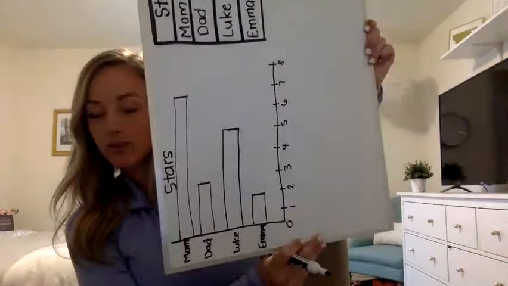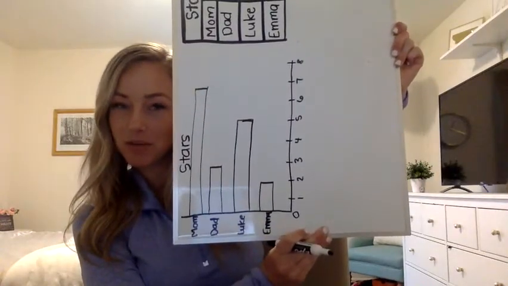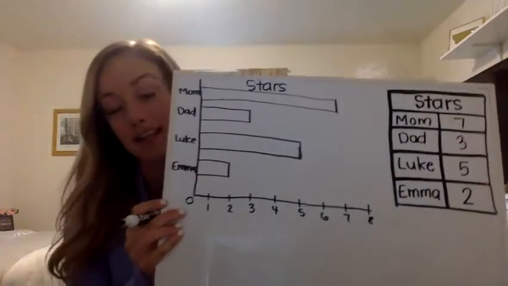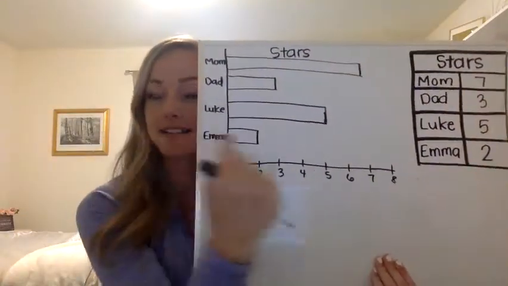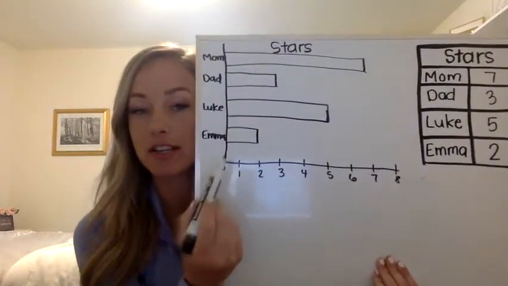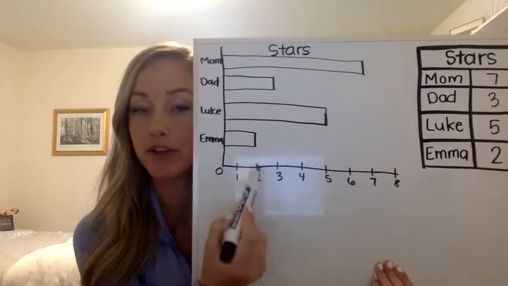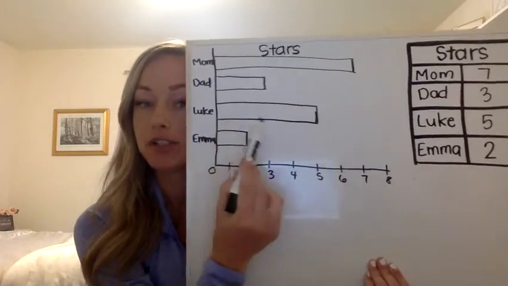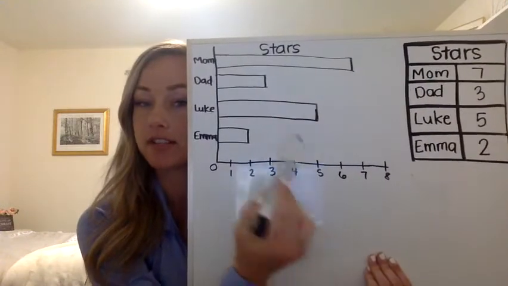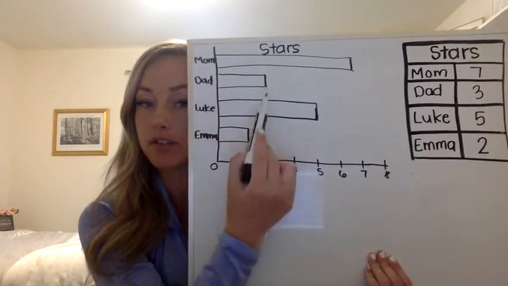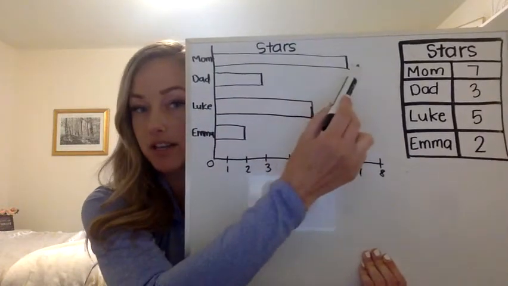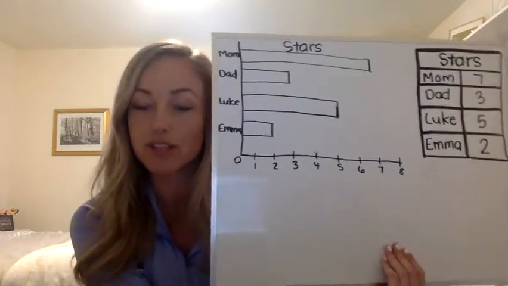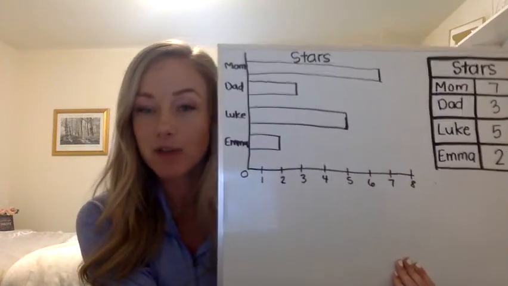The bar graph is the same, right? If we turned it this way, it's the same as the one we already made before. We just made it sideways, okay? So it doesn't matter if it's up and down or side to side. It's the same. You just look at the numbers. So Emma's bar goes to the 2, so she saw 2. Luke's bar goes to the 5, so he saw 5. Dad's bar goes to the 3, so he saw 3. Mom's bar goes to the 7, so she saw 7. Okay, and that's how you make a bar graph.